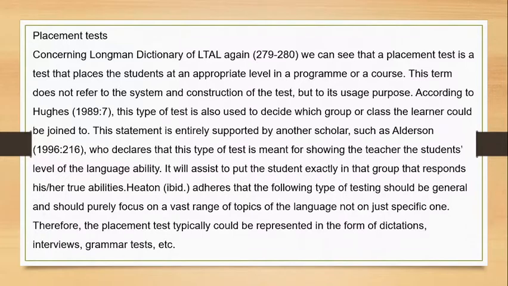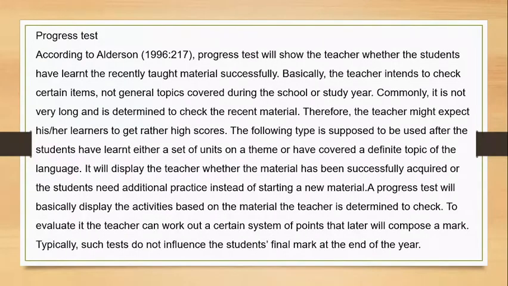Now, if you have usually gone through a language institution, you would have seen that they conduct an interview with you and then they decide whether you can be placed at beginner level, middle level, or advanced language learning level. This is a kind of placement test. They want to check your abilities and they want you to sit in the group that matches your linguistic abilities. This is a placement test. Progress test.